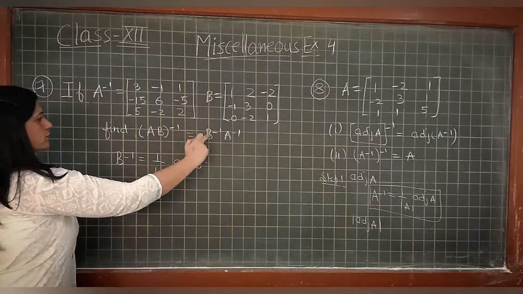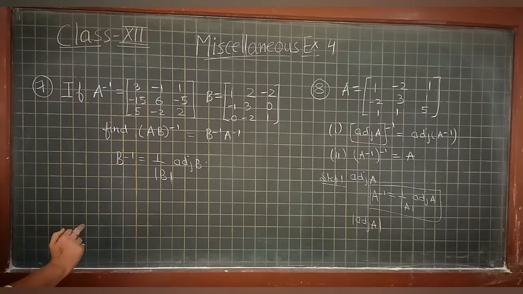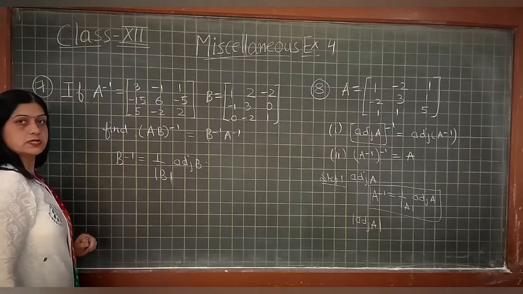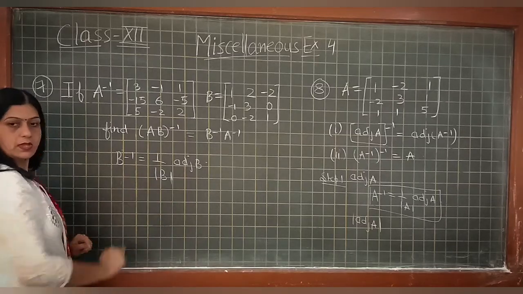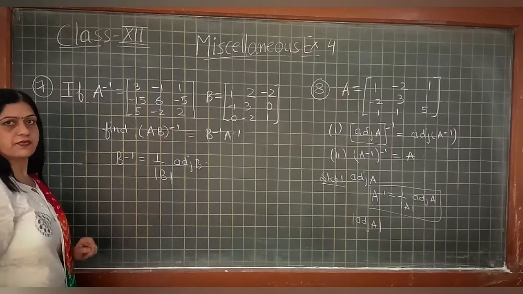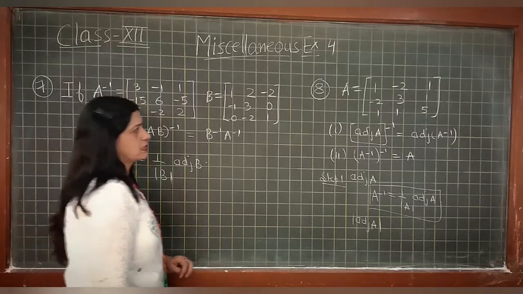That means you have to find now B inverse. This B inverse you can find by using B inverse is equal to 1 upon determinant of B into adjoint of B. So this you will find yourself and complete the question. Now see the next question.